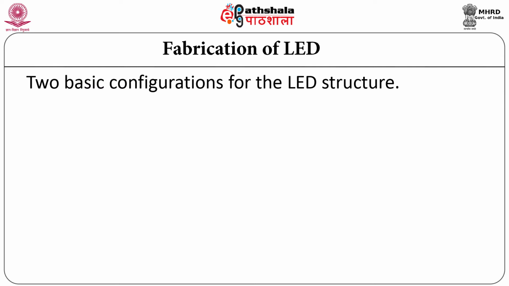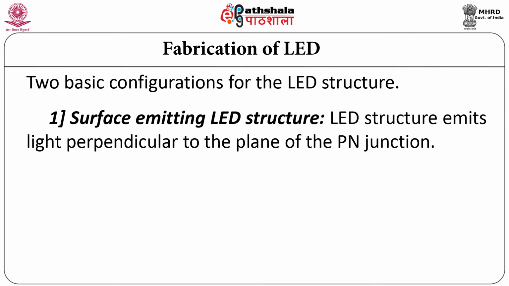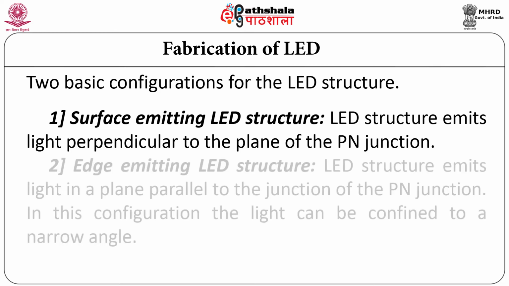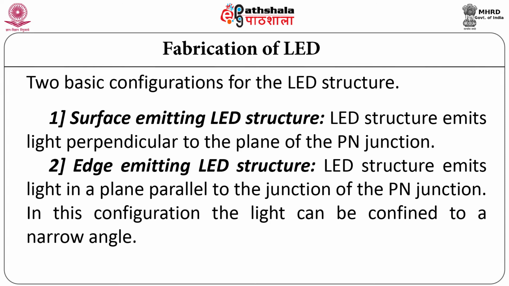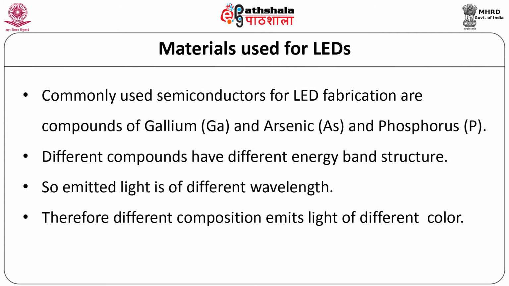Two basic configurations for the LED structure are the surface emitting LED structure, where the LED emits light perpendicular to the plane of the PN junction, and second, the edge emitting LED structure, where the structure emits light in a plane parallel to the junction of the PN junction. In this configuration, the light can be confined to a narrow angle. Light emitting diodes are available in a wide range of colors, with the most common being red, amber, yellow and green, and are thus widely used as indicators.